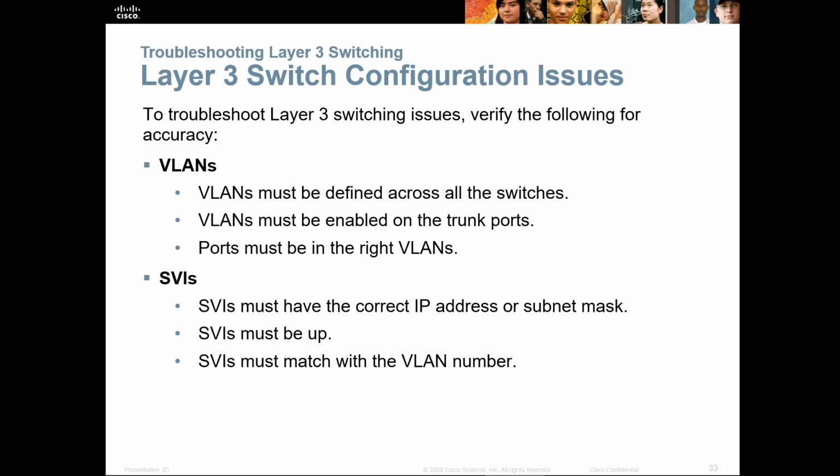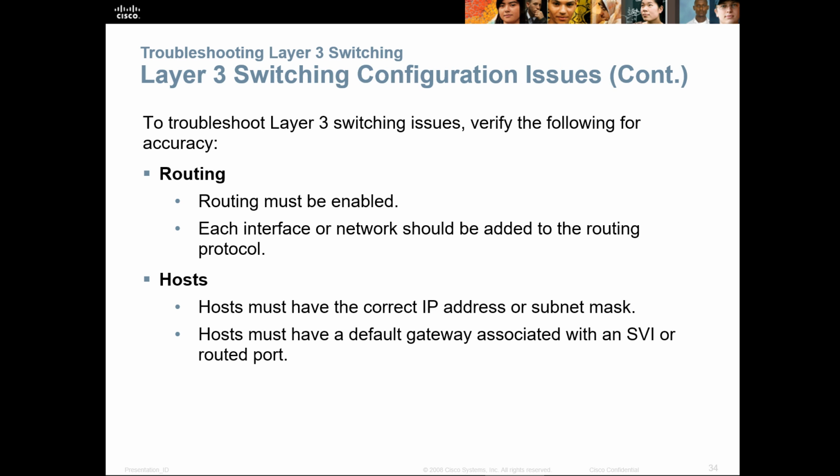For the switched virtual interfaces, they have to have the correct IP and correct subnet. They must be turned on. They must match the VLAN number that they're in. For routing, routing must be enabled on our layer 3 switches. Each interface or network should be added to the routing protocol. Hosts. You have to make sure that each host is on the correct subnet, that they have the correct IP, subnet, default gateway. They have the appropriate VLAN information, and they're plugged into the appropriate port on the switch that is the correct VLAN.